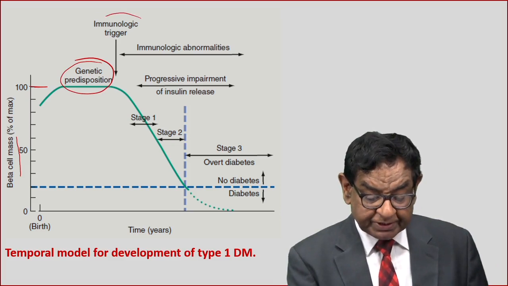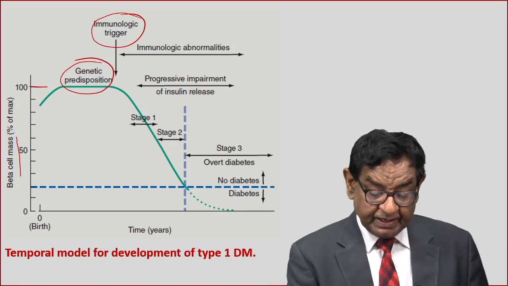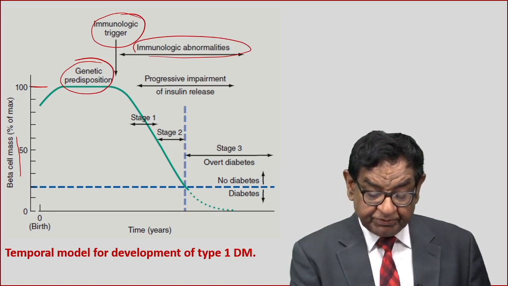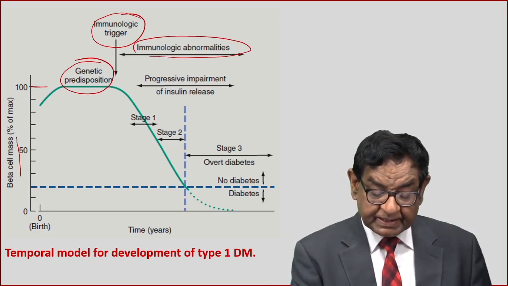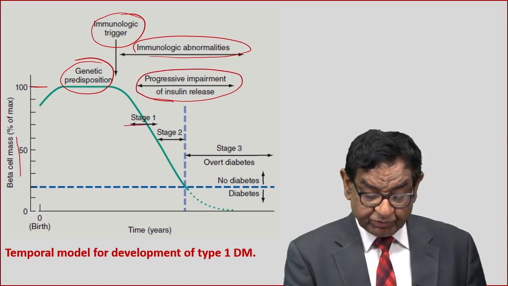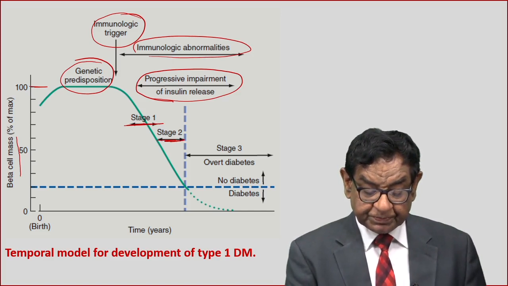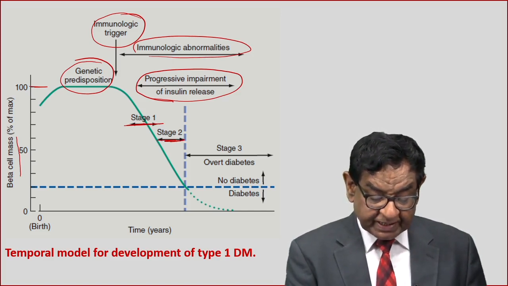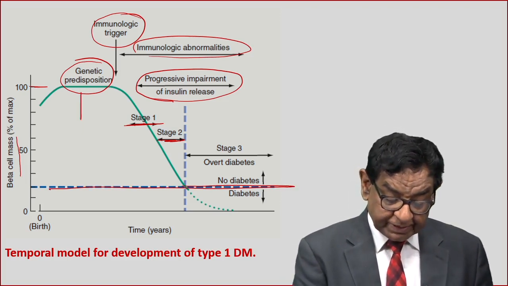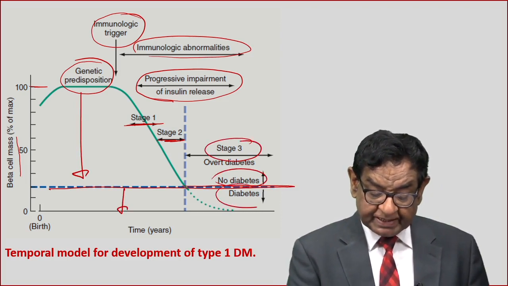And now the immunological trigger starts. Remember it. Most of the time it's an autoimmune destruction of beta cells. And immunological abnormalities start appearing. That leads to progressive destruction of beta cells, and that leads to progressive impairment of insulin release, and this comes to stage 1. More destruction, stage 2, and finally stage 3, that is, diabetes is there. Up to this no diabetes, but here diabetes is there, and this is stage 3. No diabetes and diabetes.